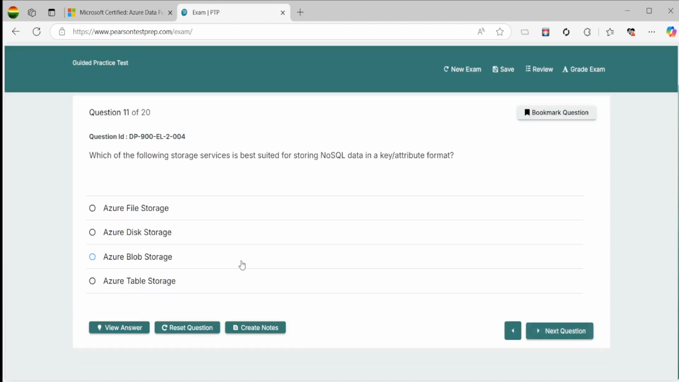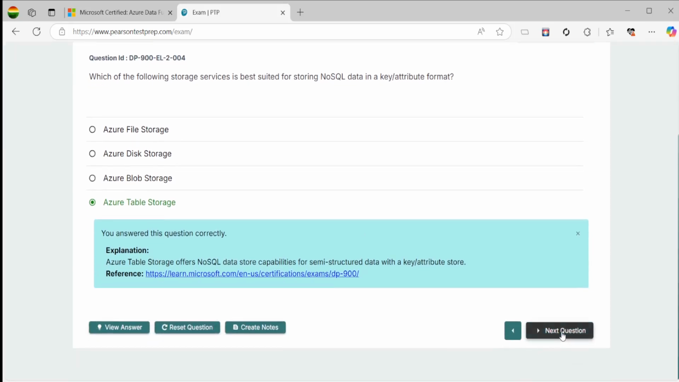Question 11. Which of the following storage services is best suited for storing NoSQL data in a key attribute format? Azure File Storage, Azure Disk Storage, Azure Blob Storage, or Azure Table Storage? So storing NoSQL data in a key attribute format means key value storage. And for key value storage, the answer is Azure Table Storage.